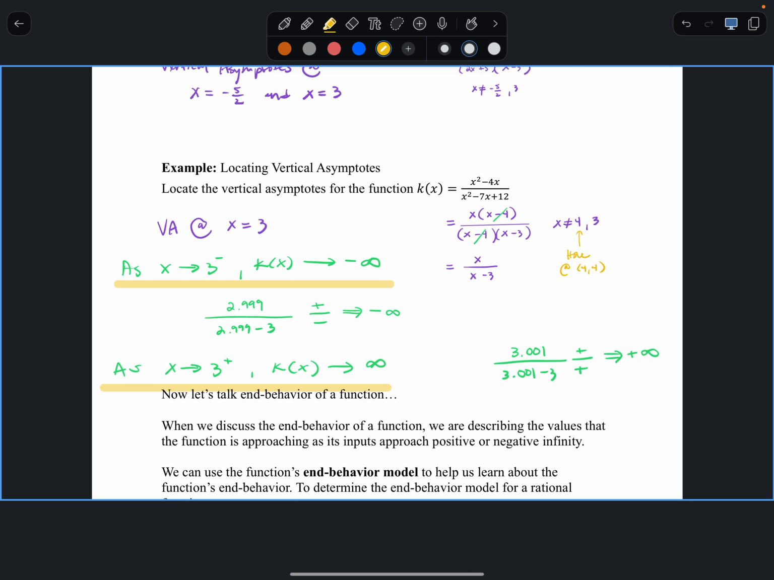All right, we are going to talk end behavior and end behavior asymptotes and identifying those. And then we will do a little break and then we'll get into actually graphing rational functions.